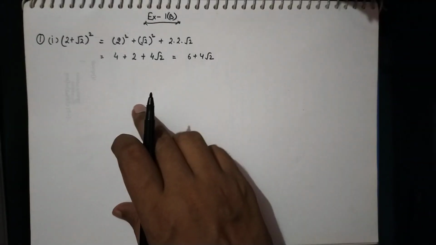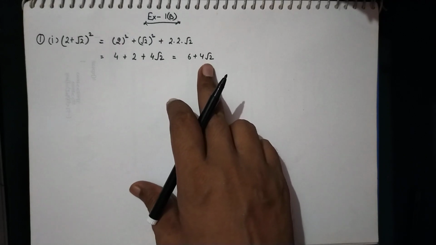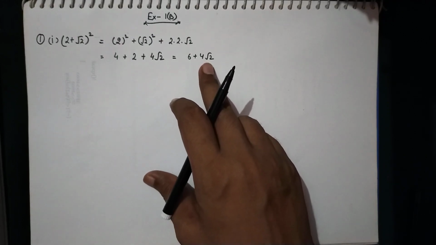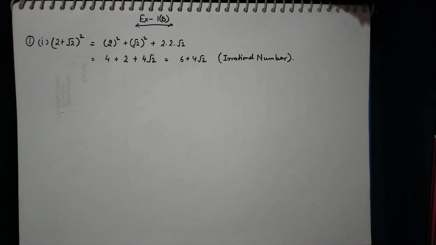Now as we know, the sum of a rational number and an irrational number is an irrational number, therefore this will be an irrational number. So here we got an irrational number. Now let's see one more part, that is the third part of this one.